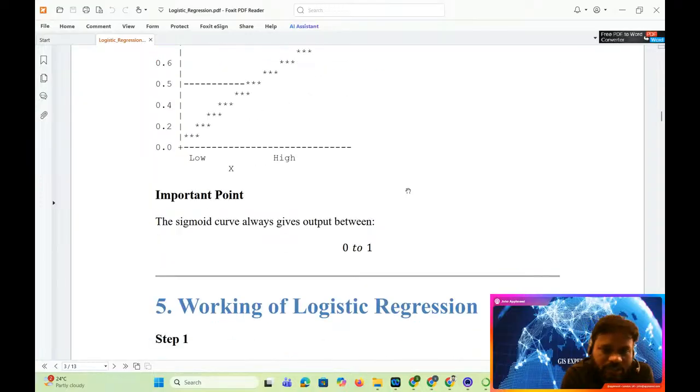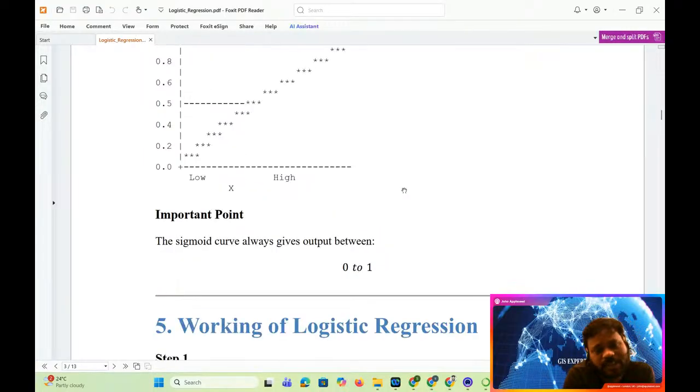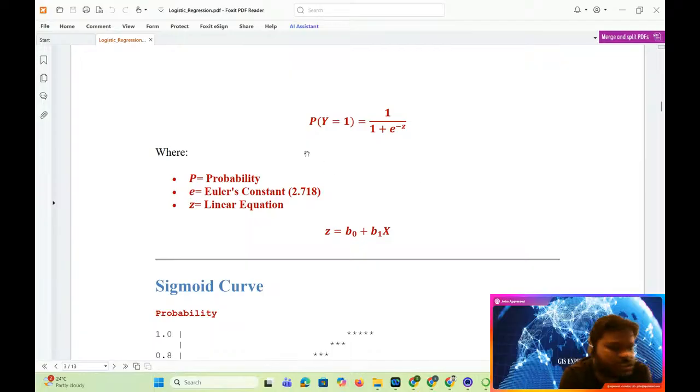Important points: the sigmoid curve always gives output between 0 and 1. Okay, that's the range because it's a probability. So that's why, for the sigmoid function, remember this equation, and this range is between 0 to 1.